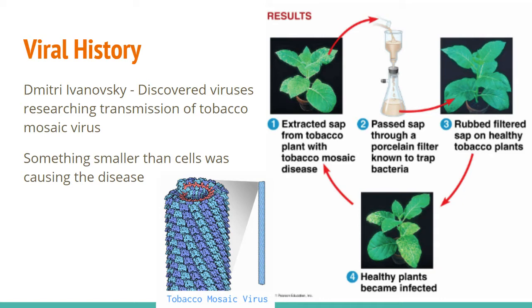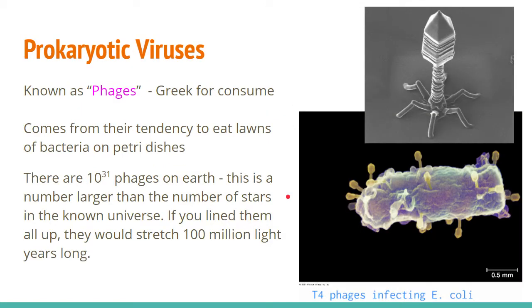But what he did was he took plants that were infected with this tobacco mosaic disease, and he took sap out of them, so the liquid within those leaves, and he passed it through a filter that was known to trap bacteria. So bacteria would have gotten stuck in this filter. Then he took what went through the filter and rubbed it on healthy plants, and those plants became infected. And so this proved that there was something smaller than a cell that was capable of reproducing and causing harm. And so this was our first clue as to a virus.